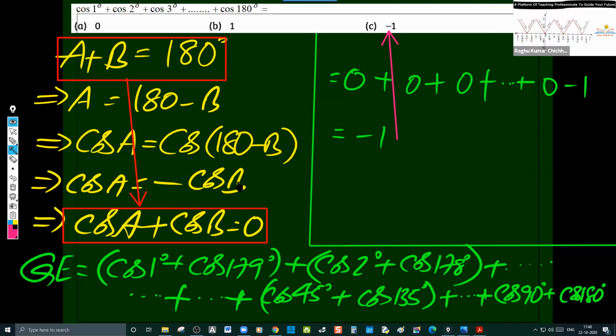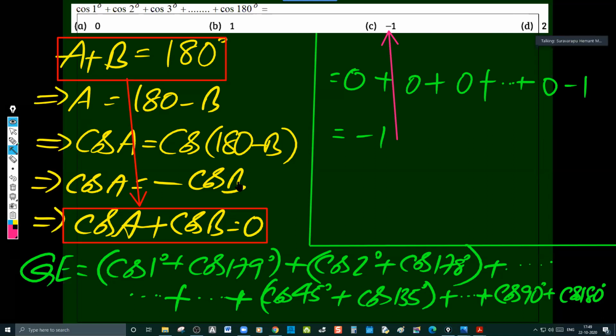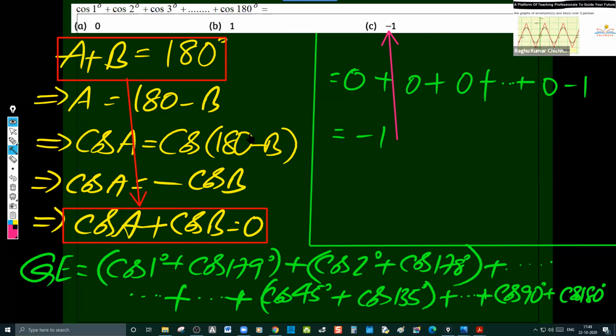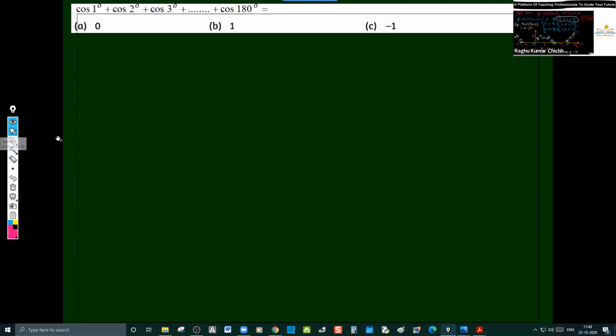Same model. A is equal to 180 minus B. Apply sine on both sides. Sine A is equal to sine of 180 minus B, so sin A is sin B. Correct. Sine A minus sine B is equal to 0. That's it. Okay. Now, let's move on to the next question.